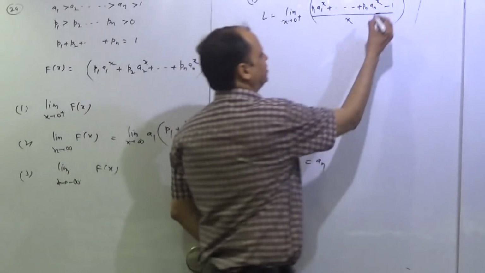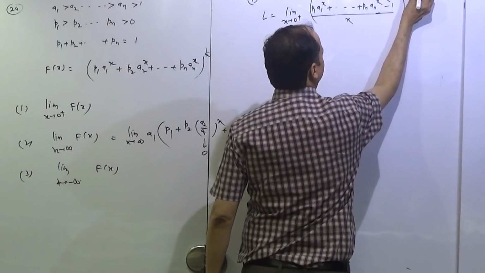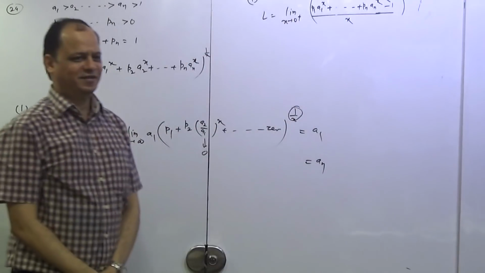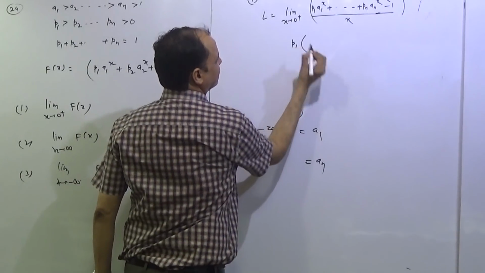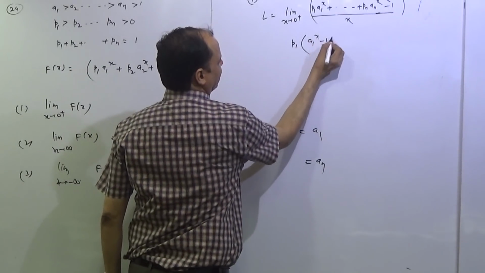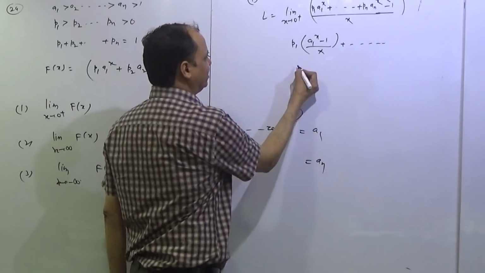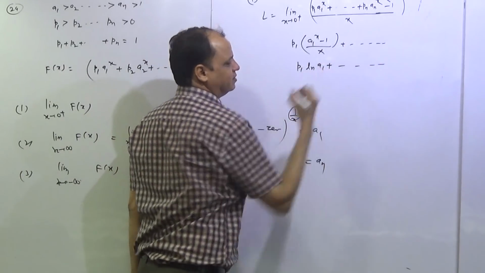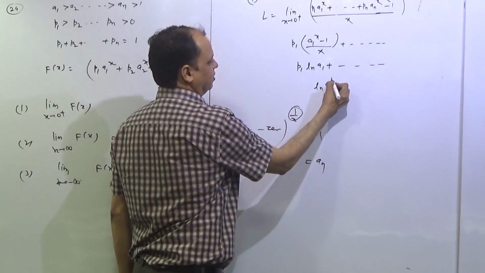If I write 1 is equal to p1 plus p2 up to pn, what happens? Then p1 comes out common from this place, and what do I get? a1 raised to power x minus 1 divided by x, and so on. What do we get in the first term? Can you please tell me? p1 ln a1, and so on, pn ln an.